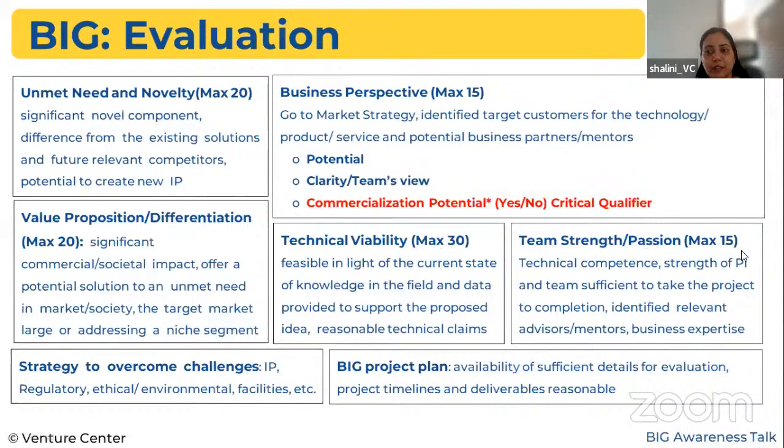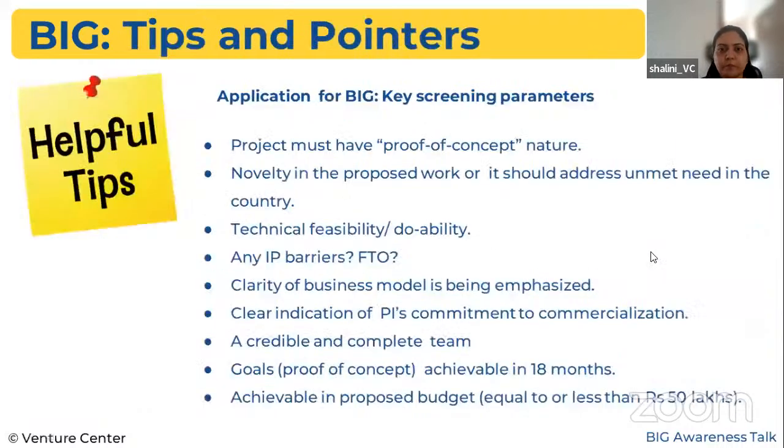Team strength carries 15 marks, and some marks are also allocated for the strategy you show to overcome challenges, which could be in your IP or it could be in your regulatory or environment or ethical facilities, etc. And some marks are also there for how well you plan your project for 18 months with the proposed budget. So this is the scoring system which the experts follow, and on the basis of this, the scores are given.